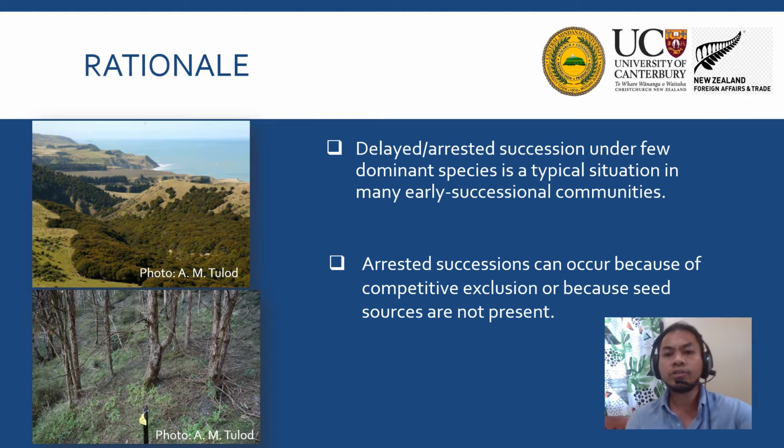While early successional species often establish readily, late successional species can fail to establish, resulting in arrested succession. Delayed or arrested succession under few dominant species is a typical situation in many early successional communities. Of course, not only in New Zealand, but in many early successional communities in temperate and tropical regions. Arrested succession can occur because of competitive exclusion or because seed sources are not present.